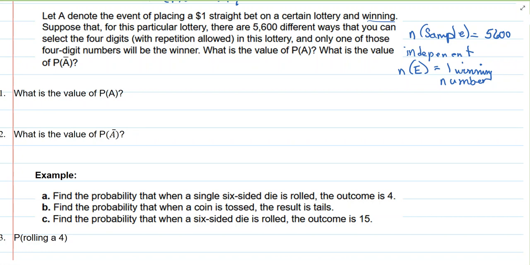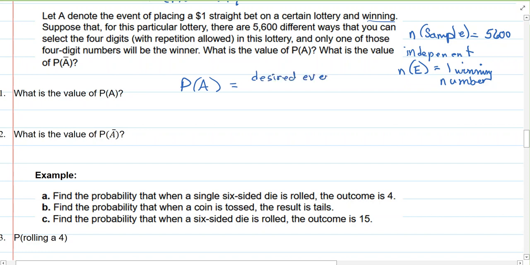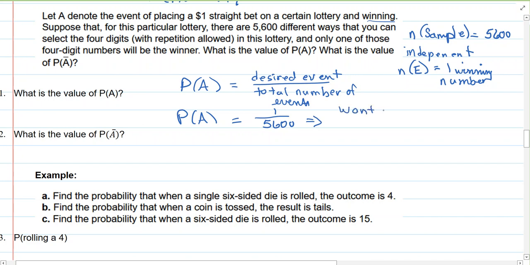So what is the value of the probability of A? So the probability of A is the desired event over the total number of events. So that gives us one winning selection of numbers over the total number of selection numbers. All right. And then we do the calculator because we want a decimal value. So here we go. I'm going to get my calculator out.